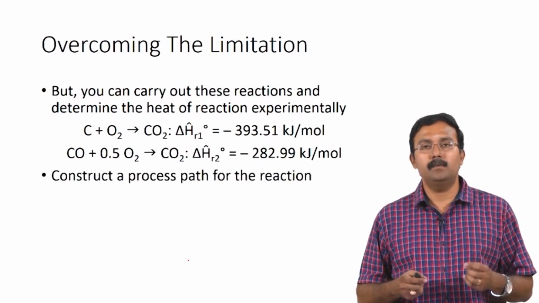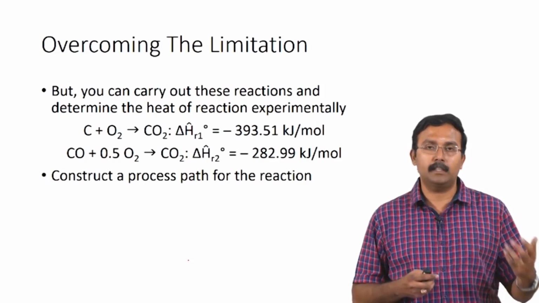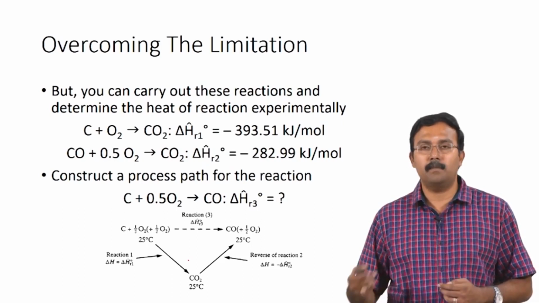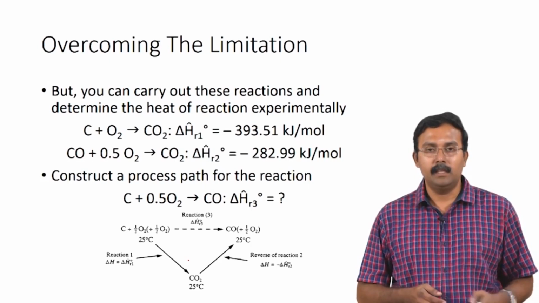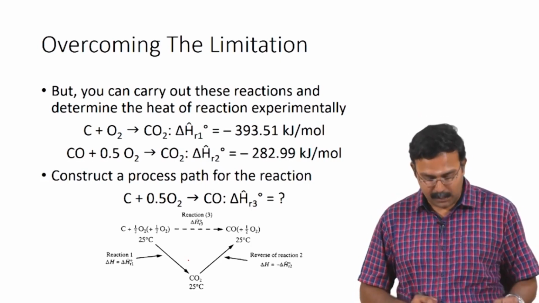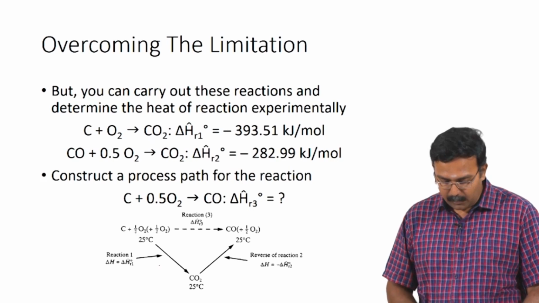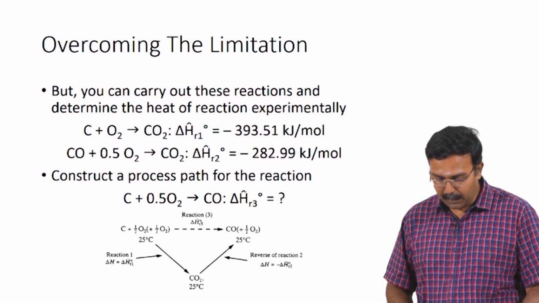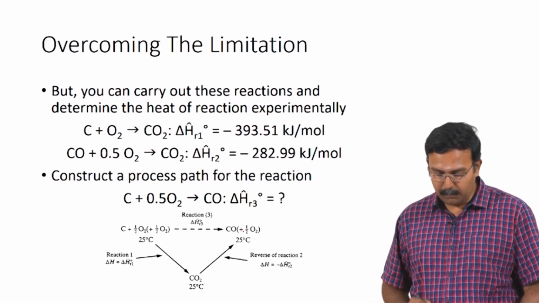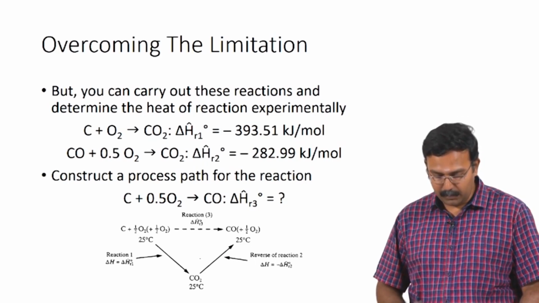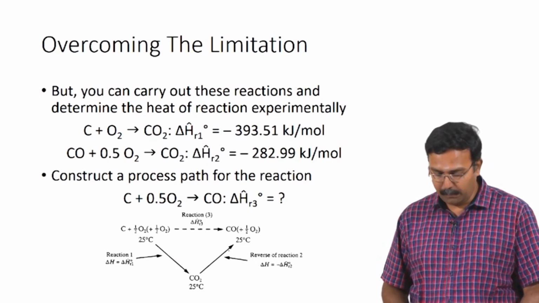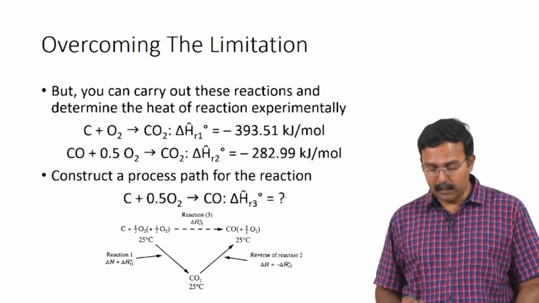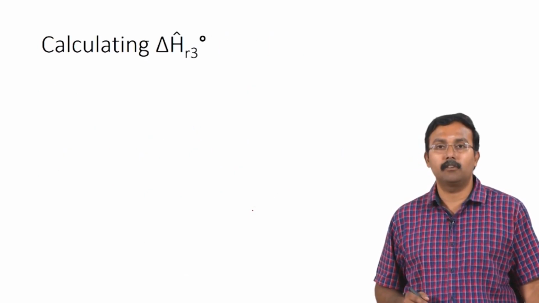Once we have this, we can build a process path for the reaction of interest. Our reaction of interest is carbon plus half oxygen gives carbon monoxide. This would mean the reaction of interest is basically the first step, where carbon plus oxygen forms carbon dioxide, and from carbon dioxide you have carbon monoxide being formed with half of oxygen. So the first step is reaction 1, and the second step is the reverse of the second reaction. Using this we can actually calculate the heat of reaction for the desired reaction.